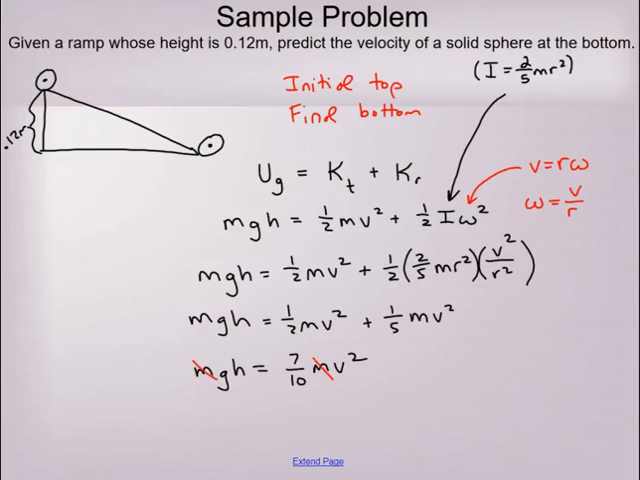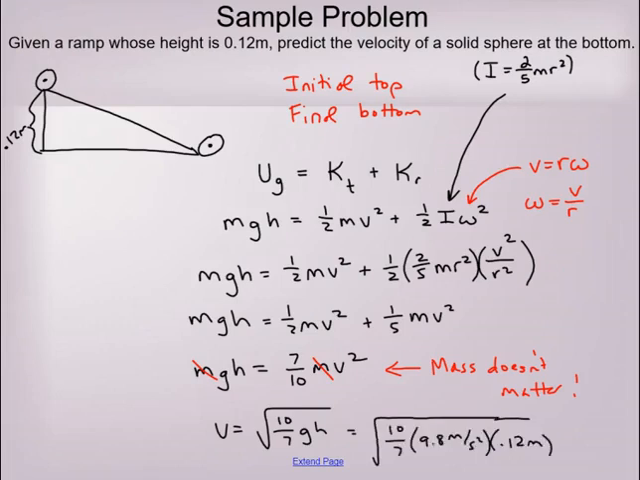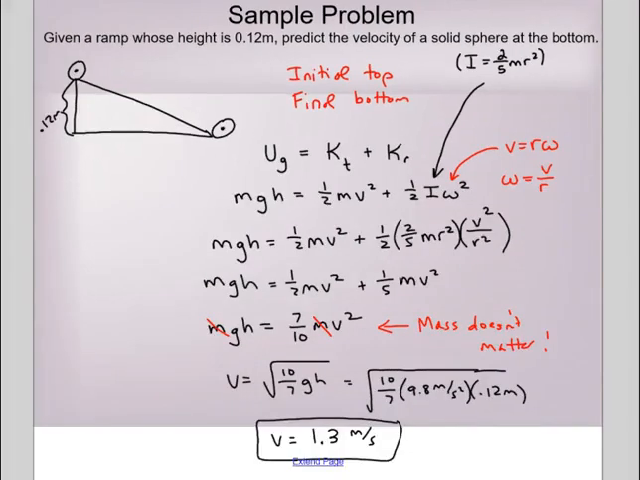And now noticing that the m's cancel. So the r's already canceled, and now the m's have canceled. And I can show you how velocity is the square root of 10/7 gh. Or in other words, because we started at 0.12 meters, I now know the velocity of that ball. This is the velocity of the center of mass. The velocity of the center of mass of the ball is 1.3 meters per second.